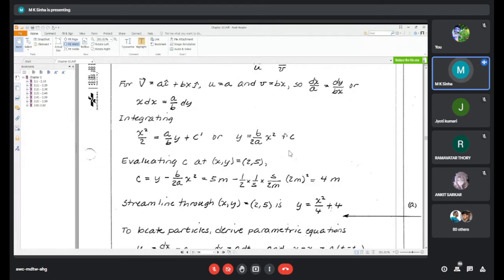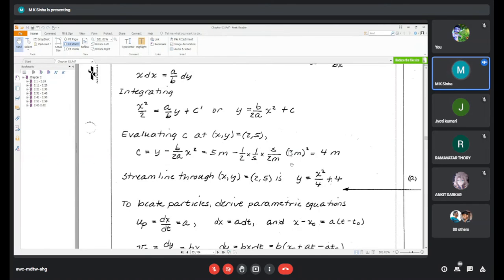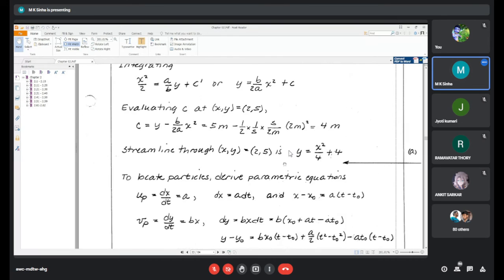A streamline which passes through the coordinates 2 and 5. So you might receive the point it passes through, and that plays the role of the constant of integration, or the initial condition may be given, and then you may apply the definite integral.